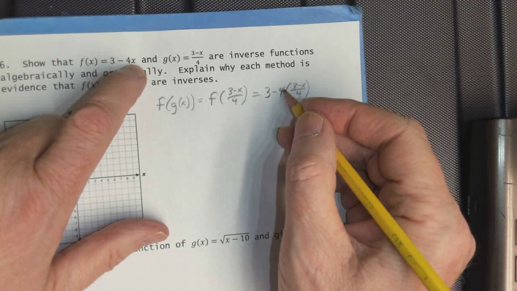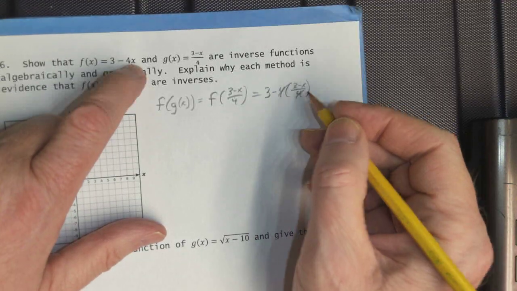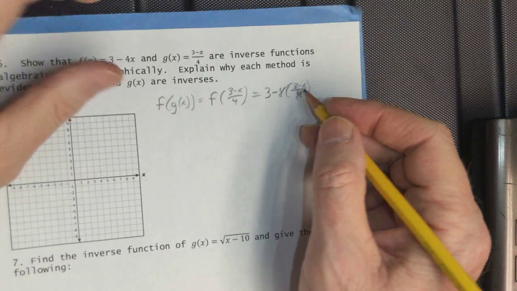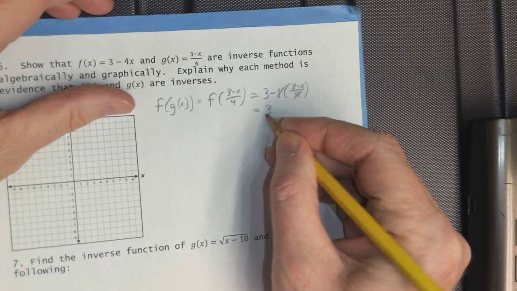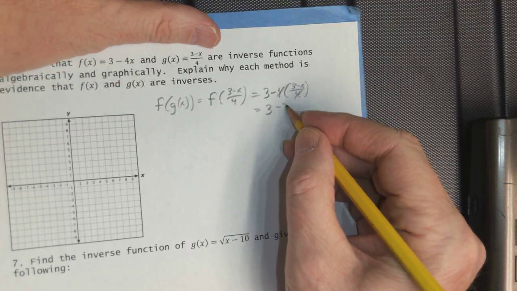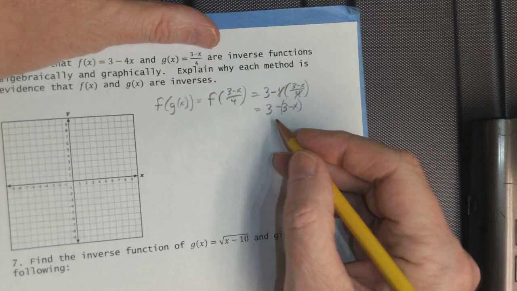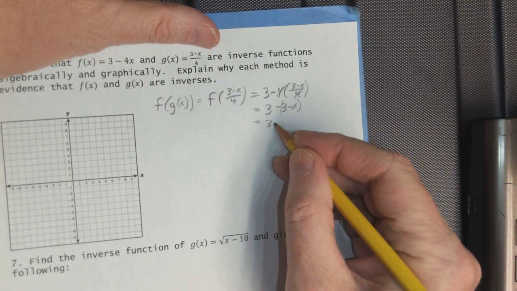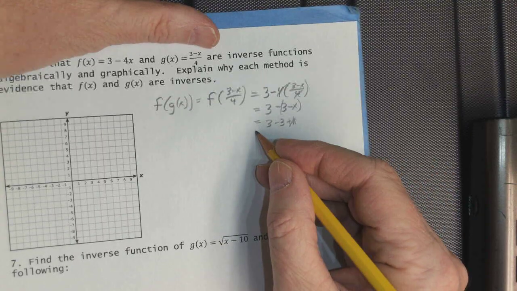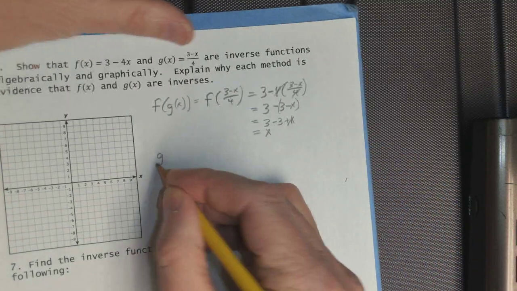I'm going to cancel out these 4s. I still have this negative here, though. So it's 3 minus (3 minus x), which is 3 minus 3 plus x. 3 minus 3 is 0, so that's x.